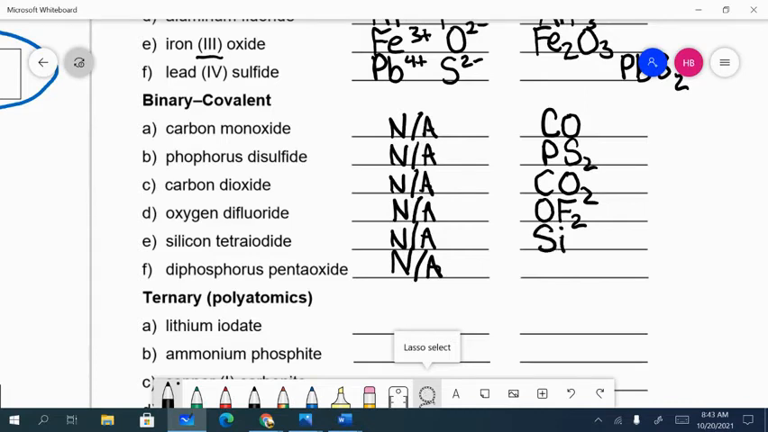Silicon, tetraiodide. Diphosphorus, this time the first one does have a prefix, it's 2, and pentaoxide is 5.